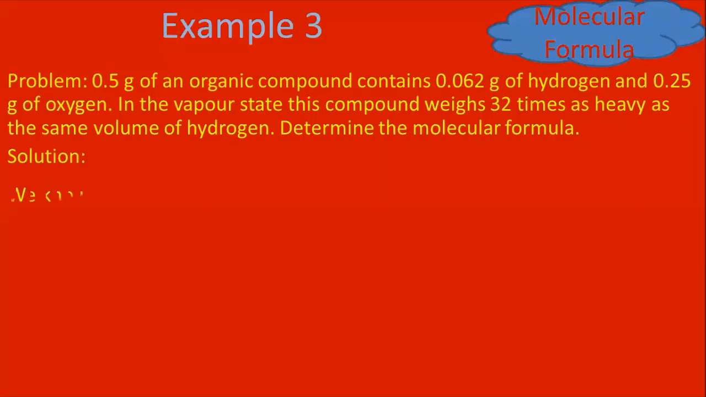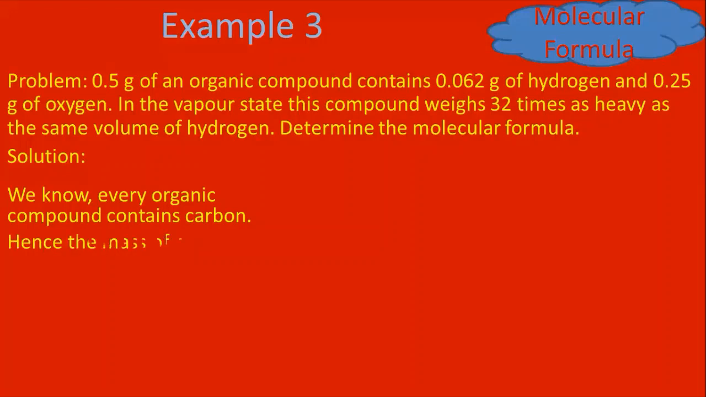Here percentage composition is not given. And another thing, an organic compound contains carbon. All organic compounds contain carbon. Here it is written that it is an organic compound. That means we have to find out the mass of carbon. Hydrogen and oxygen are given. So hydrogen is 0.062 gram and oxygen is 0.25 gram. So the remaining is carbon. Hence the mass of carbon is equal to 0.5, that is the total mass, minus the total mass of hydrogen and oxygen, 0.25 plus 0.062, which is calculated as 0.188 gram.